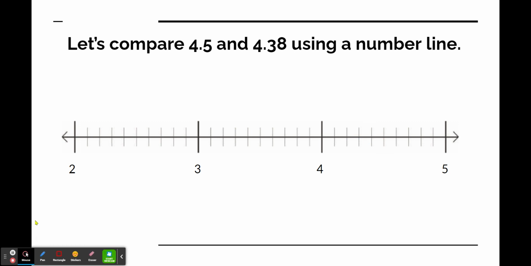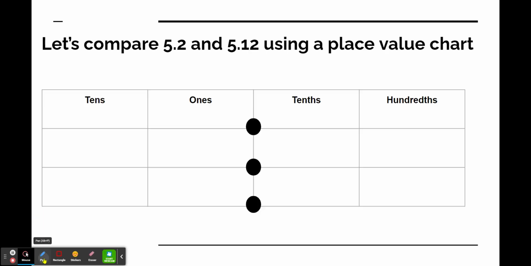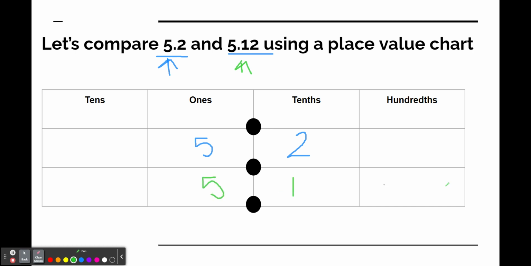Okay. All right. Now let's go ahead and compare 5.2 and 5.12 using a place value chart. So I have my place value chart here, and I'm going to go ahead and place all of my digits in their appropriate place value. For 5.2 or 5 and 2 tenths, I have 5 ones and 2 tenths. Okay. Now I'm going to go ahead and look at 5.12. So I have 5 ones, 1 tenth, and 2 hundredths.